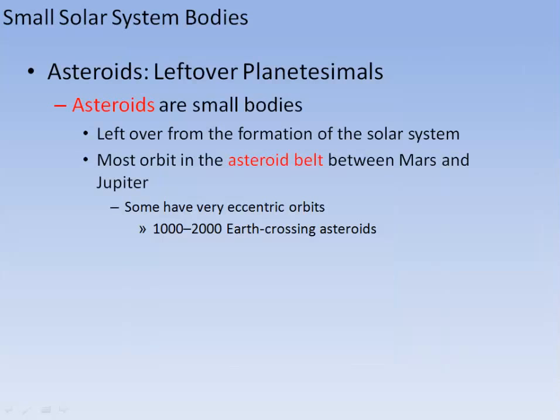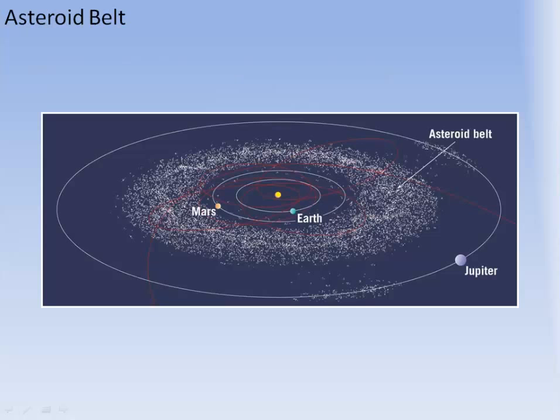Now, asteroids are leftover planetesimals. Asteroids are small bodies left over from the formation of the solar system. Most orbit in the asteroid belt between Mars and Jupiter. Some have very eccentric, very elliptical orbits. 1,000, 2,000 Earth-crossing asteroids. So here's the asteroid belt.